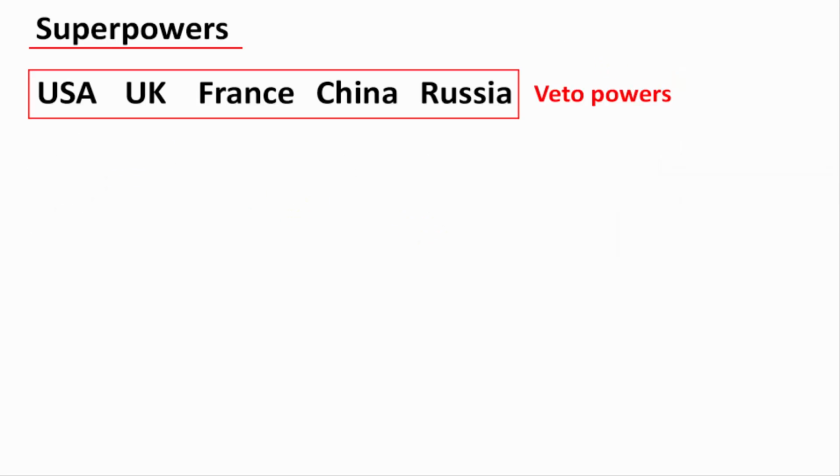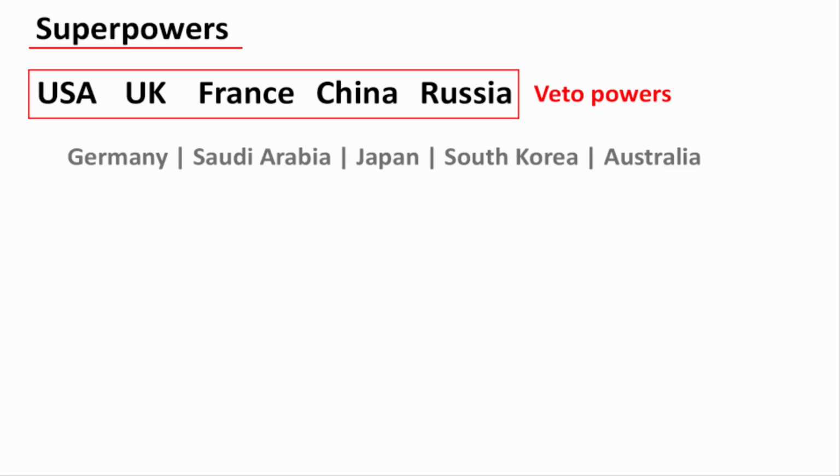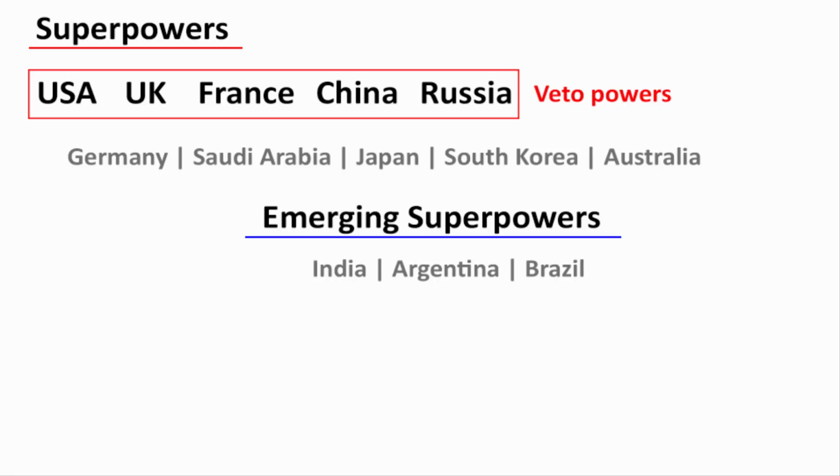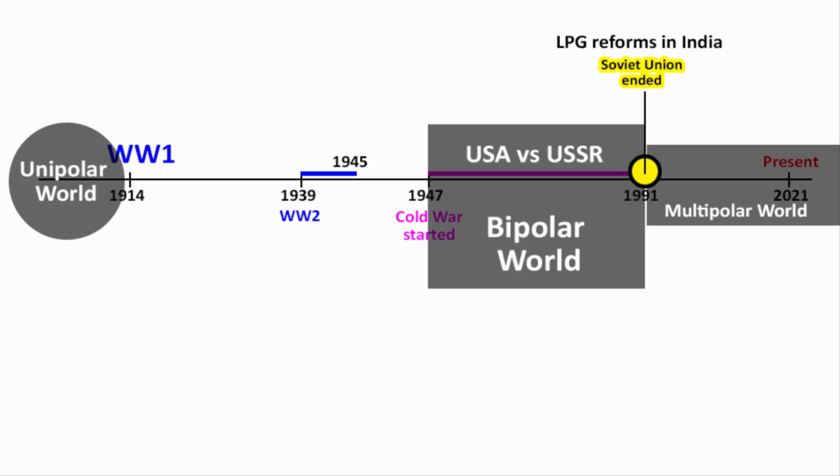You have the 5 veto countries: United States, UK, France, China, Russia. Then you have Germany, Saudi Arabia, Japan, South Korea, Australia. And then there are emerging superpowers like Argentina, India. You will notice all these countries exercise their influence in some form or the other. That is how we come to this conclusion that there has been a dramatic change in world politics and the balance of power. It has moved from the bipolar world to a multipolar world.